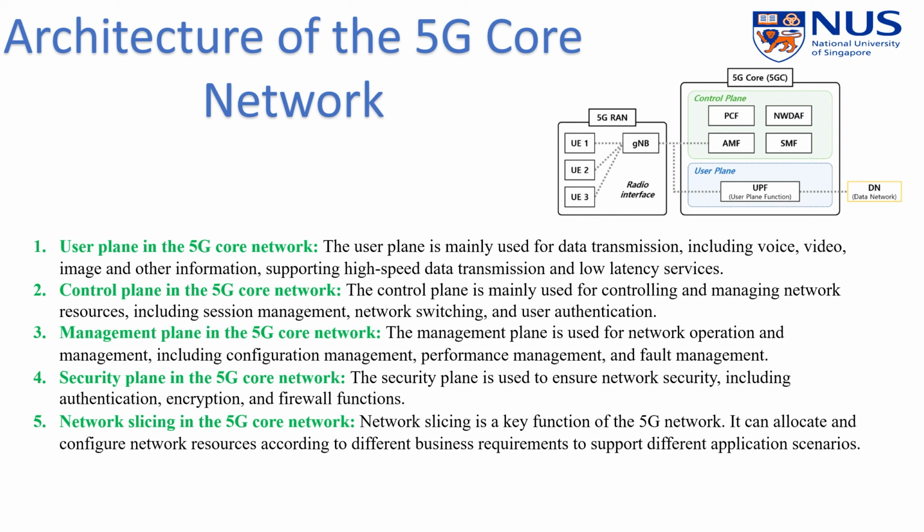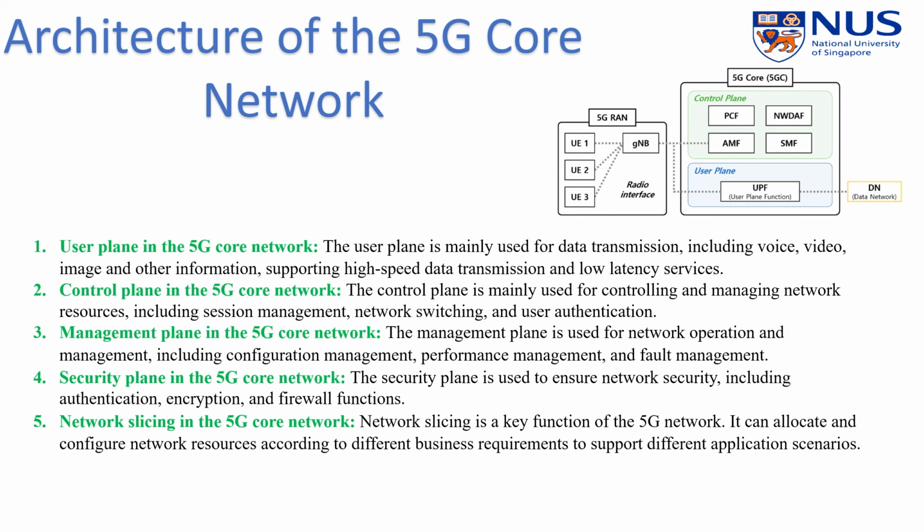This is the whole architecture of 5G core network, and it is mainly divided into the following parts. The first one, user plane. The user plane is mainly used for the data transmission, including voice, video, image, and other information. This will support high-speed data transmission and low latency services. And the next one is control plane.